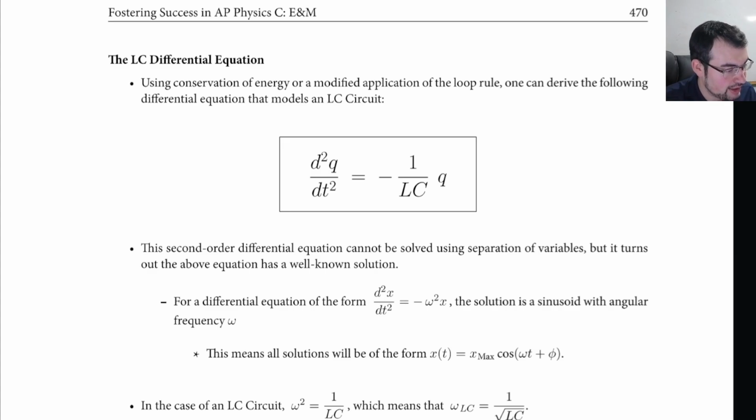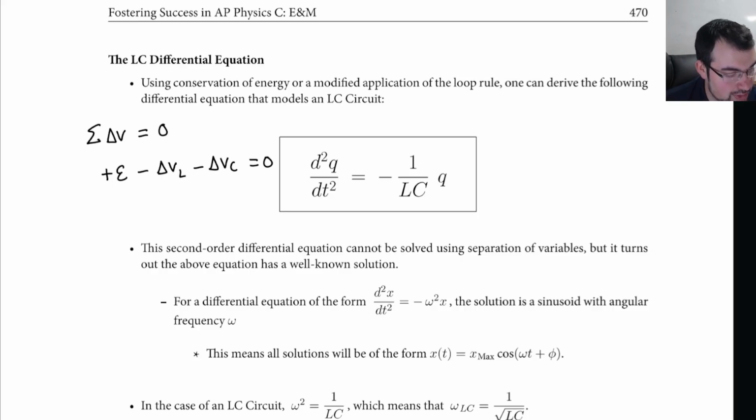So if we wanted to come up with this, you could use conservation of energy, or you could use just a loop rule idea. So we could set up a loop equation. If we set up our sum of our delta V's, just to help us with the signs, we'll use our phantom battery trick. We'd gain some volts across the battery, we'd drop some volts across the inductor, we'd drop some volts across the capacitor, and we're back to where we started.